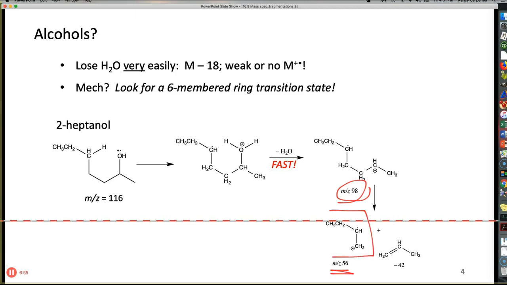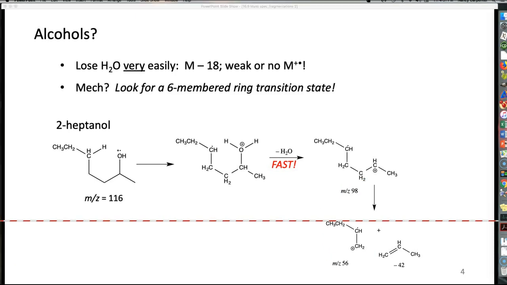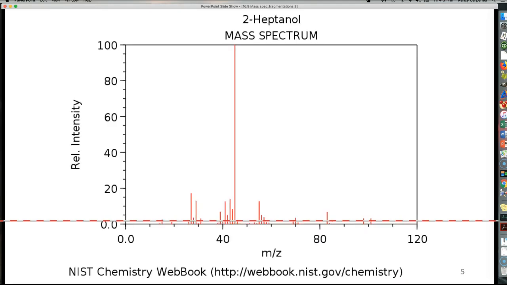Again, this is going to be what's detected because of the charge. Well, what about it? Do we see that? Here's the mass spectrum of 2-heptanol, and what we see is there's our fragment ion at 56, and there is our, if you look really hard, you can barely see one pixel's worth of a molecular ion there. That's not good for anything.